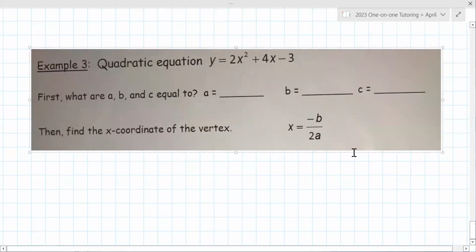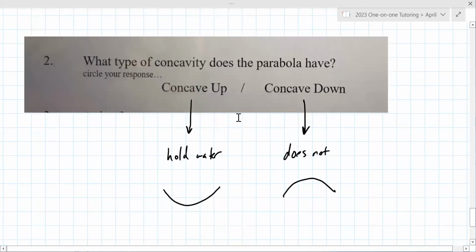Okay, quadratic equation, y equals 2x squared plus 4x minus 3. Can you give me the values of a, b, and c, please? Sure. A is 2x squared. So let's go back and look at the previous problem.